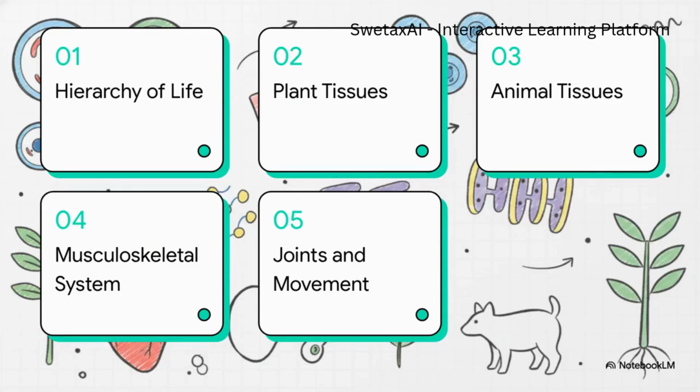Here is our clear roadmap for today's explainer. First, we'll look at the hierarchy of life. Second, how plants build tissues. Third, the 4 animal tissues. Fourth, the musculoskeletal system. And finally, joints and movement. We're going to build our understanding block by block.